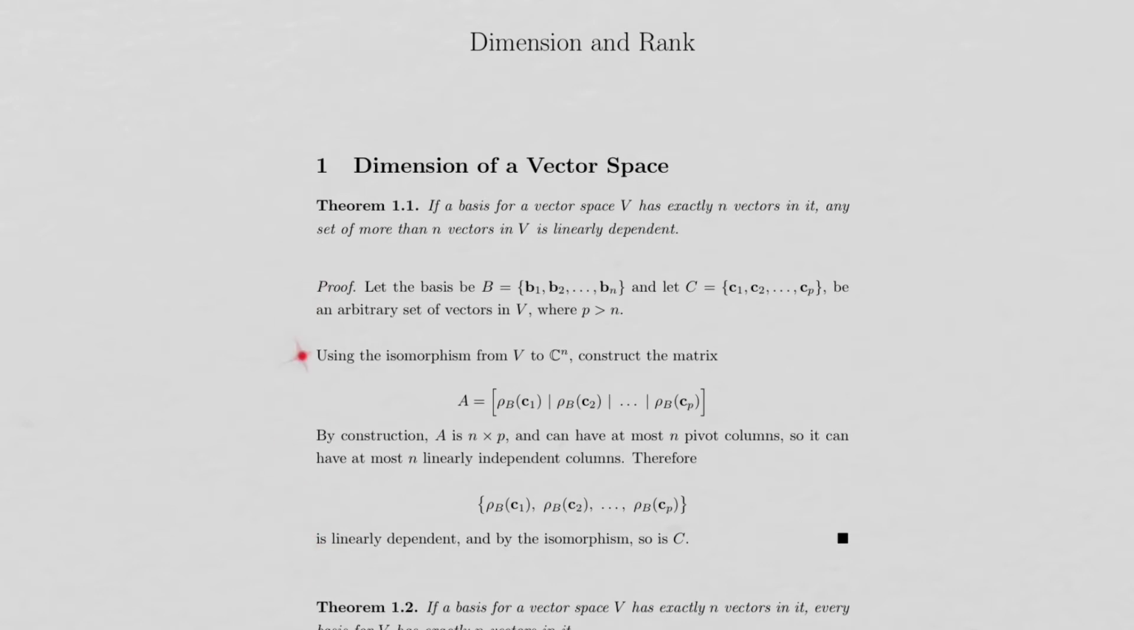The proof here in these notes involves coordinate vectors, this rho sub B of C1, and the concept of isomorphism, which we'll learn later in the course. So once we understand those concepts, you could come back and this proof would make a lot more sense. For now, don't worry about this proof. We'll just consider the result of the theorem, and you can look at the proof in the book.